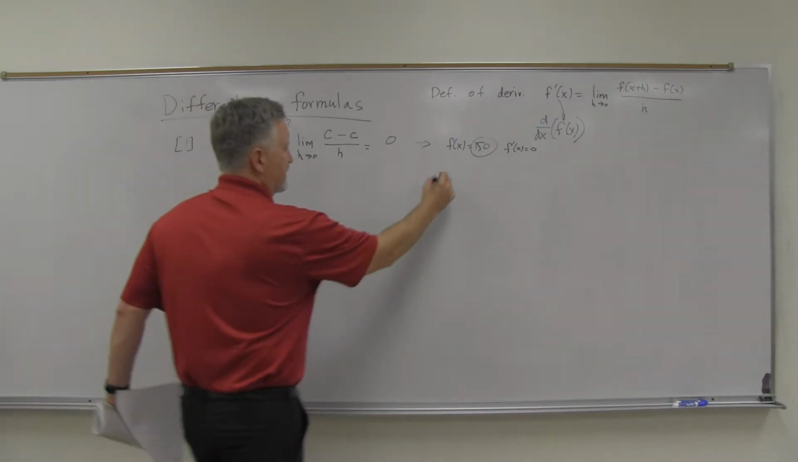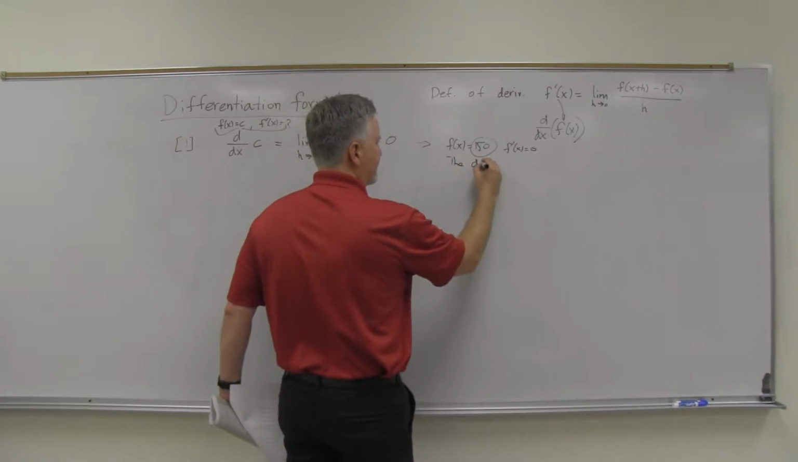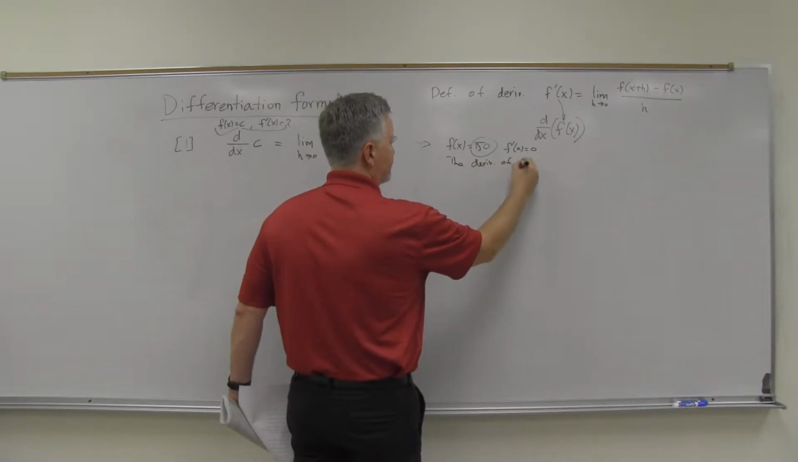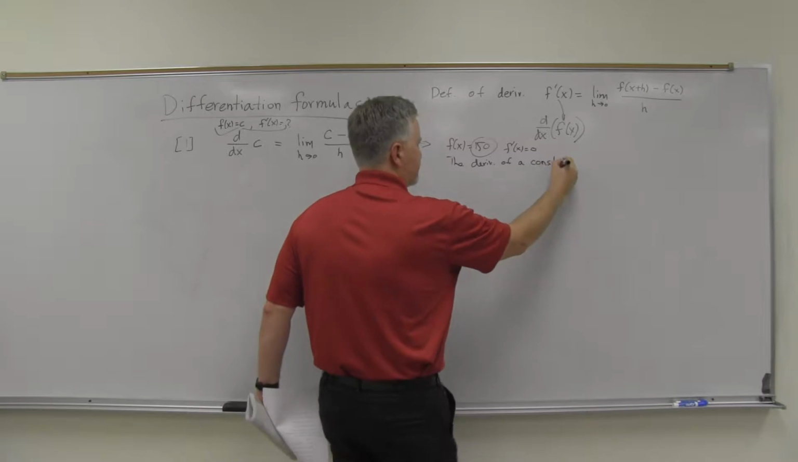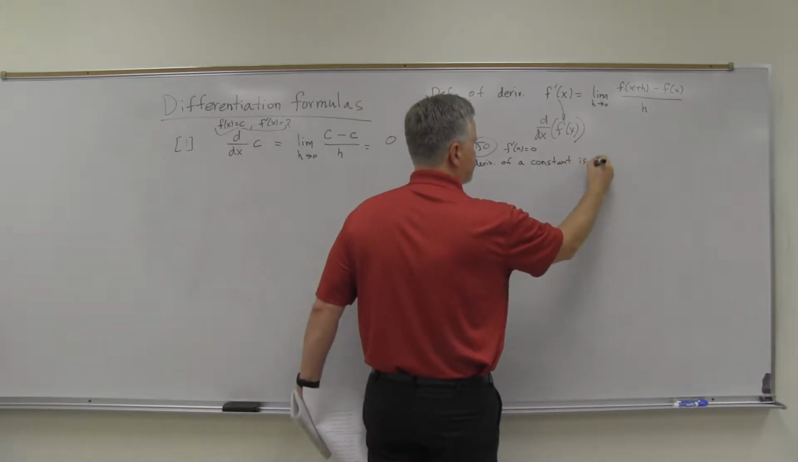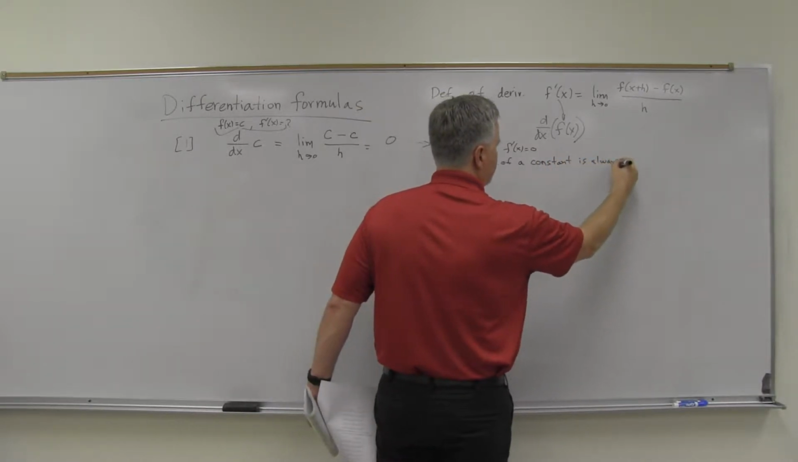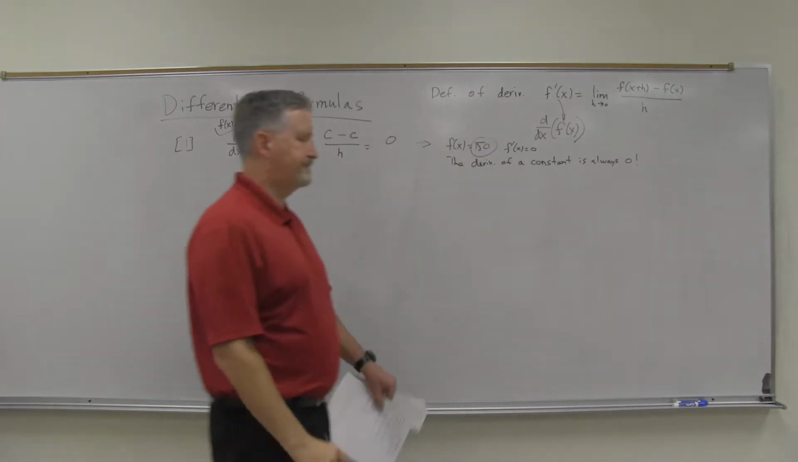Okay? Maybe I should write it in words. Be better. The derivative of a constant is 0. Always 0. All right. That's the first one.